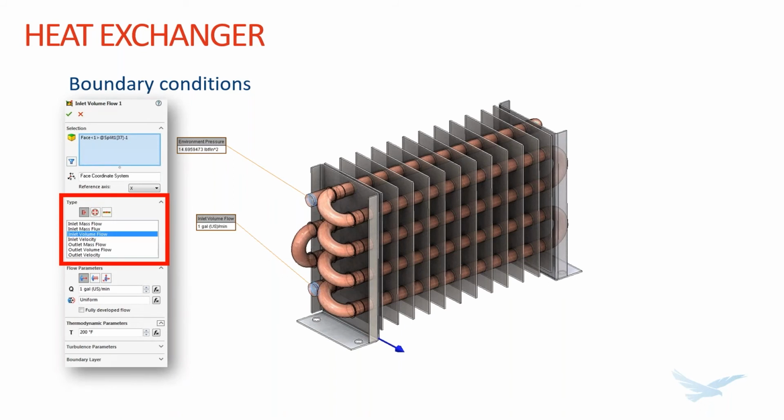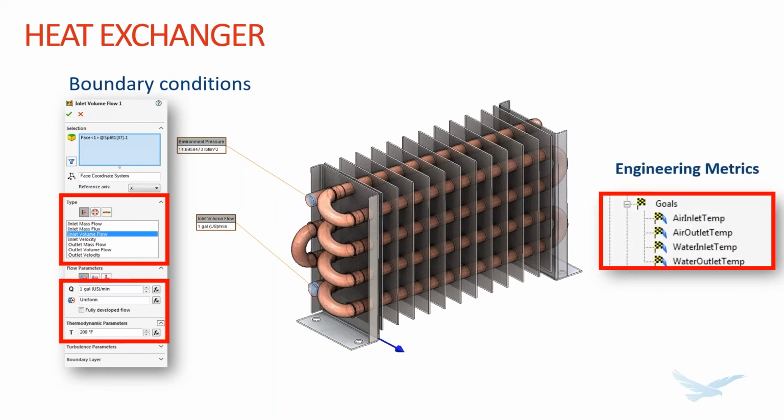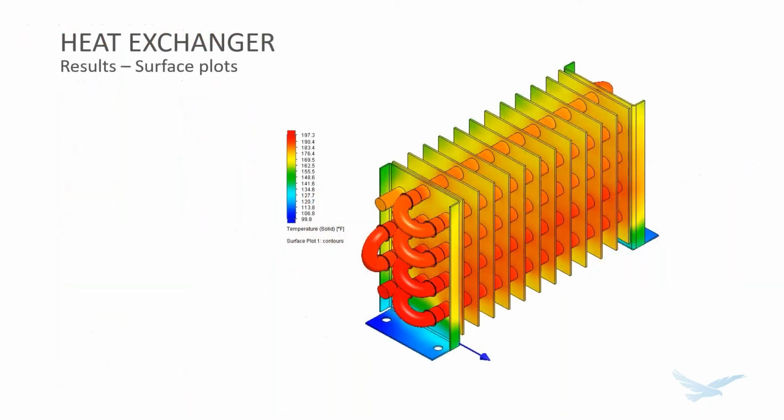Now for the boundary conditions within the coil, again, same type of thing here, just interacting with faces on the model to define what is my volumetric flow in and my pressures out, what are some of the temperatures at each of those locations, and of course, any metrics that I wish to gain insight to, we're going to define those as goals, right? So air and water, inlet and outlet temperatures are the main things that we're after here.